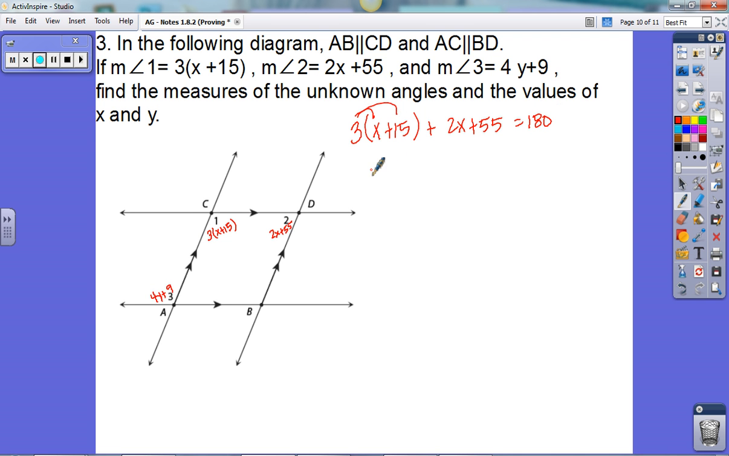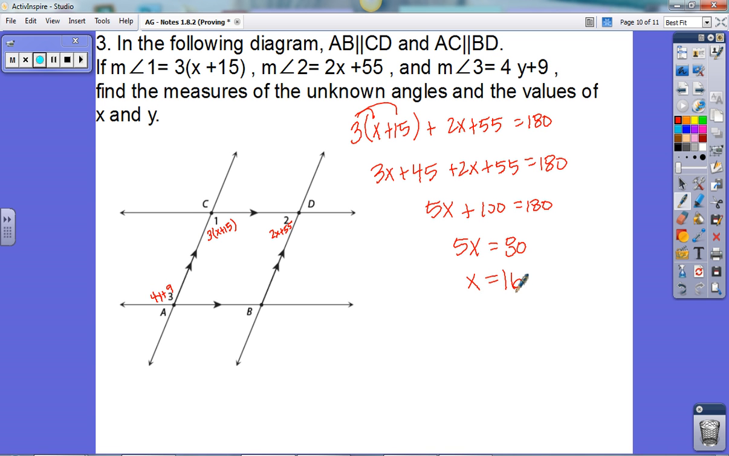So here I'm going to distribute. I've got 3x plus 45 plus 2x plus 55 equals 180. Add, and I get 5x. 45 and 55 gives me 100. Subtract 100 and I get 5x equals 80. Take 80 and divide it by 5 and I get 16. So my answer for x is 16.